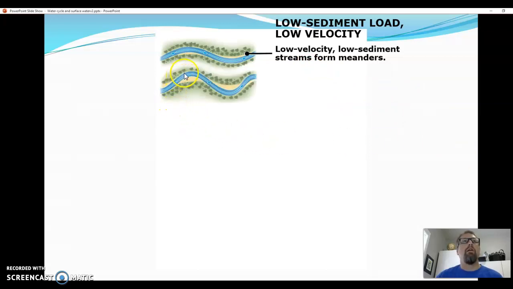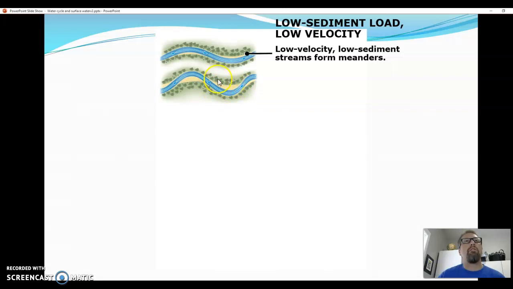And so the outside curve, just think about if you were driving a car or watching a race car go around a curve. Remember your physics here: a car going straight kind of wants to go in a straight line, and we have to fight it a little bit at the wheel to make it turn. The same is true with this water. So it's cutting the outside bank.